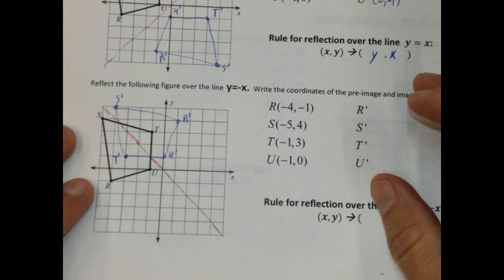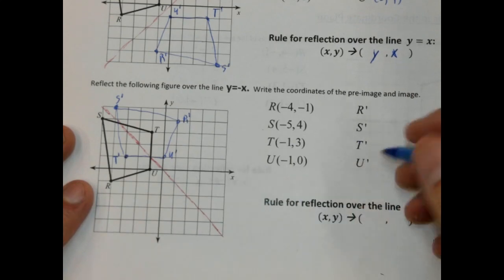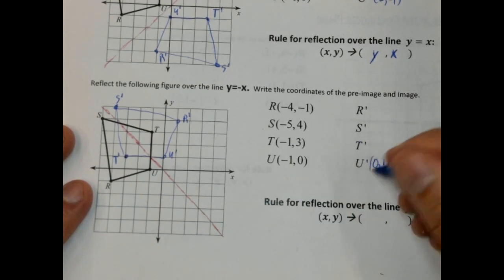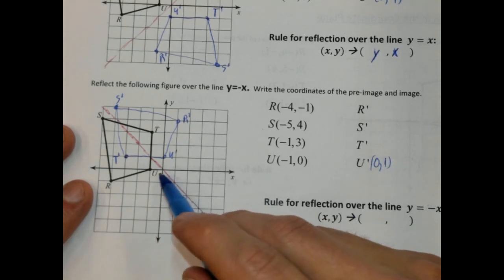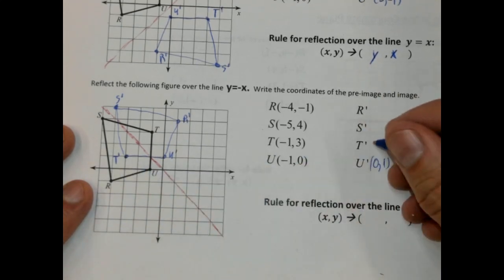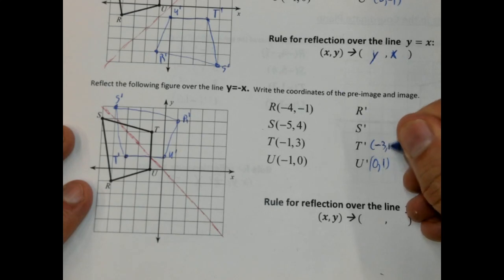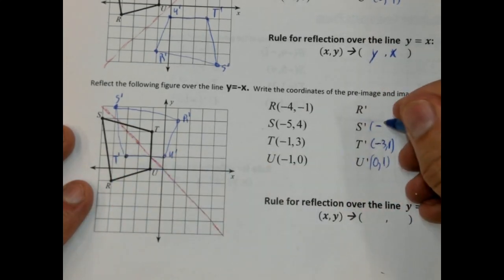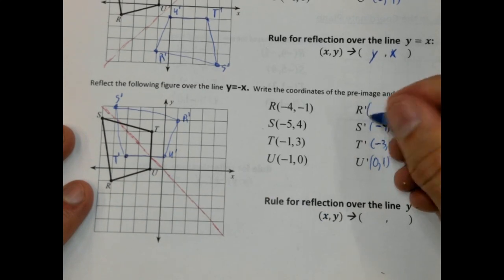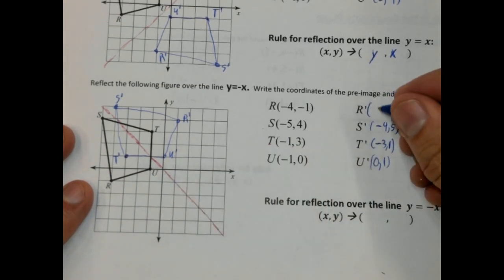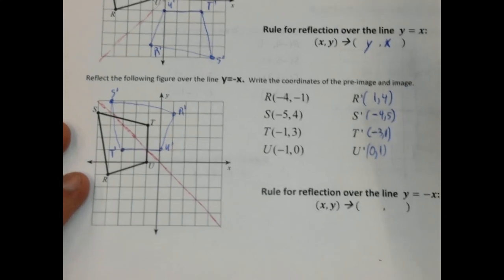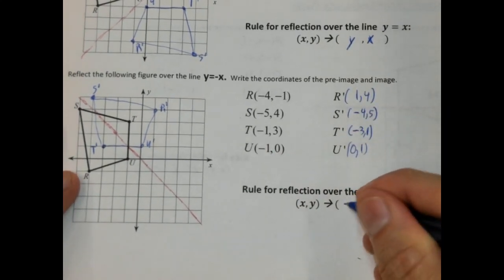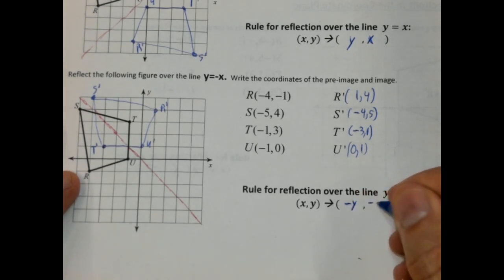Okay. All right, let's go ahead and write the coordinates here. So U prime would be 0, 1. T prime would be negative 3, 1. S prime would be negative 4, 5. And R prime would be 1, 4. Okay, so you can tell we changed them, we flipped them, and we changed their signs. So (x, y) becomes (opposite y, opposite x).